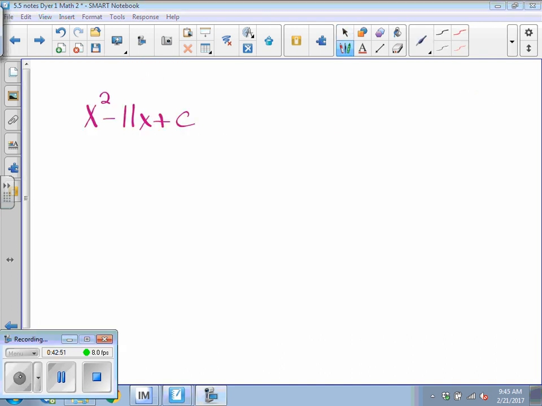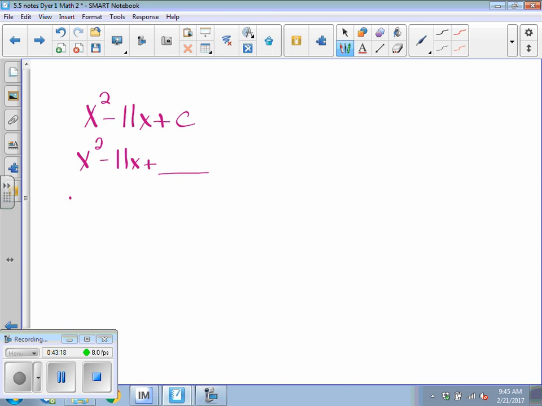Okay, we have to find c that makes this a perfect square trinomial. Okay, how do we find c? We take b, we divide it by 2, and then we square it. And remember, we want everything to be exact. We don't want anything in decimal form, unless it started out in decimal form. So, what's b? 11, right?